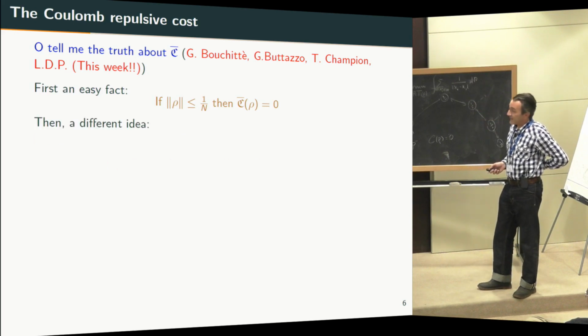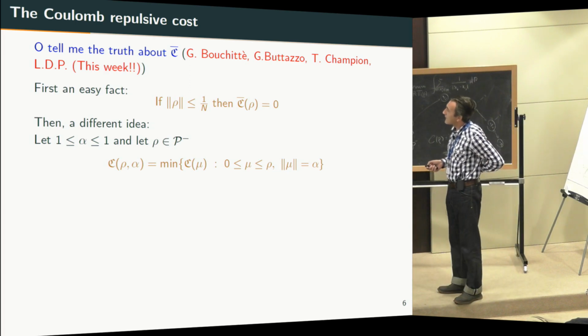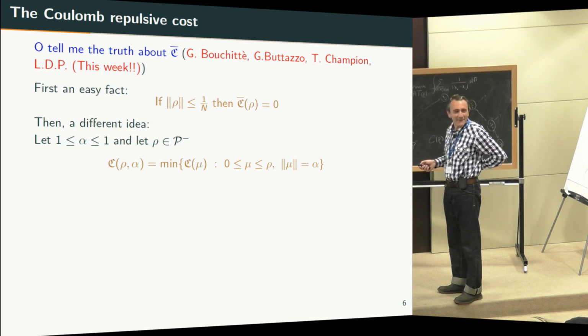Then we introduce a different idea. The different idea is the following. Sorry, there is a 1 here, this should be 0. That would be a very complicated way to write that alpha is equal to 1.